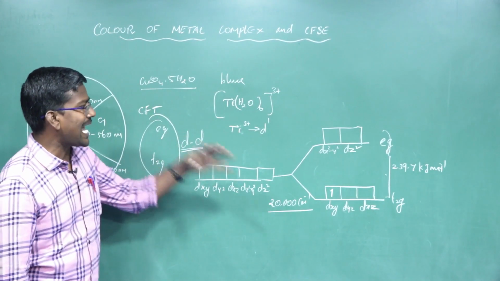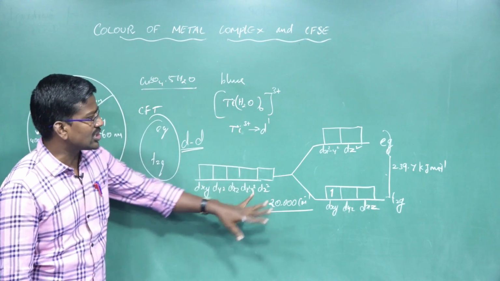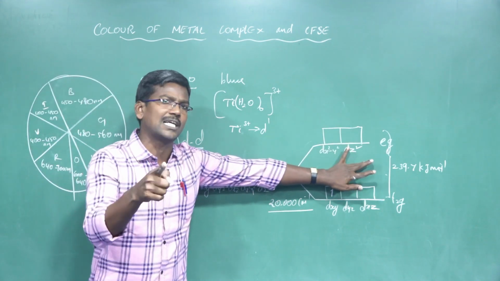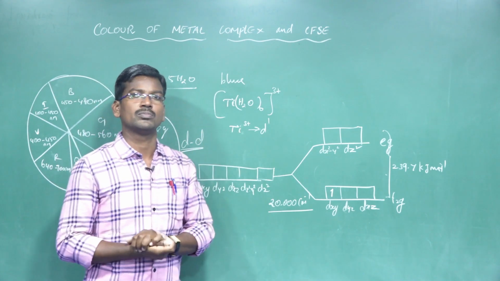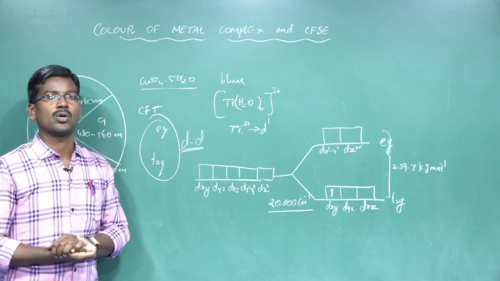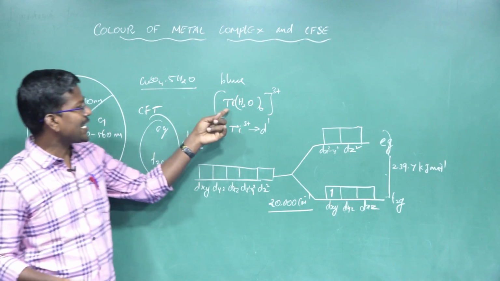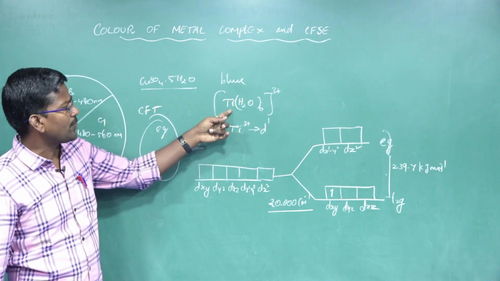Now, the light associated with the absorption maximum in the transition is a purple color. That's why this complex shows a purple color. It is the color of the complex. Okay? Now consider the octahedral complexes of titanium 3 plus ions.